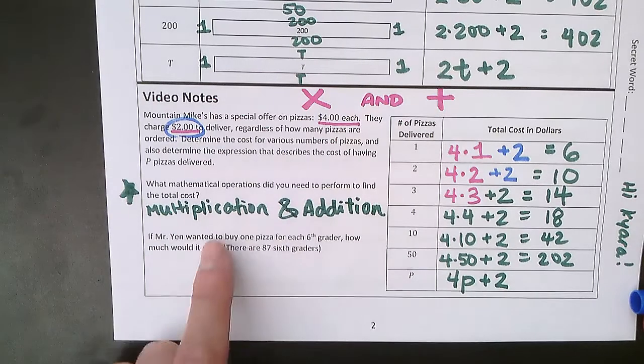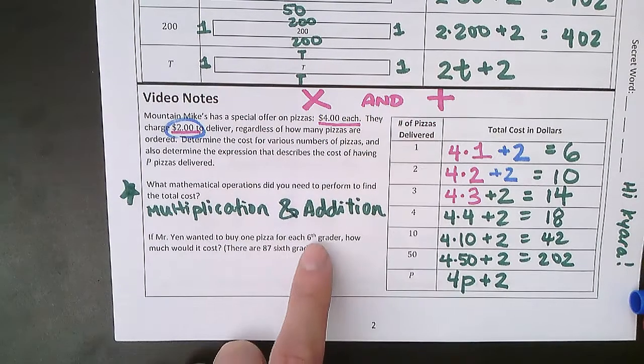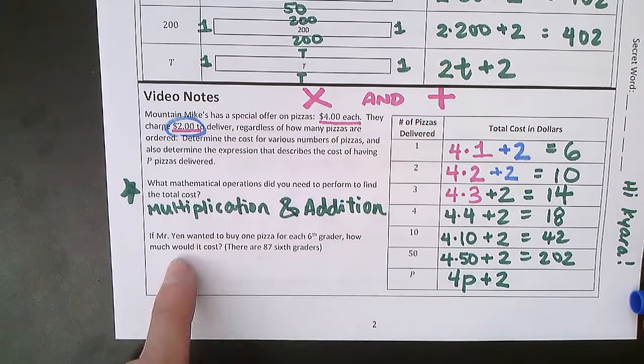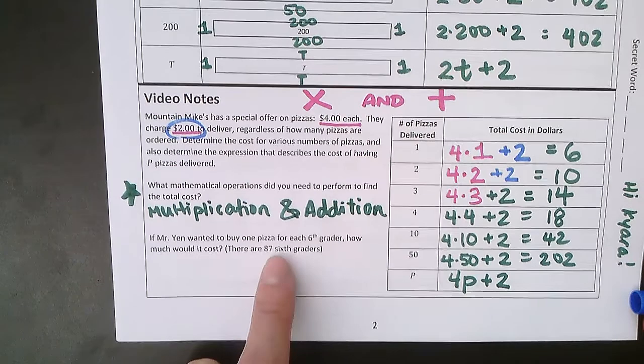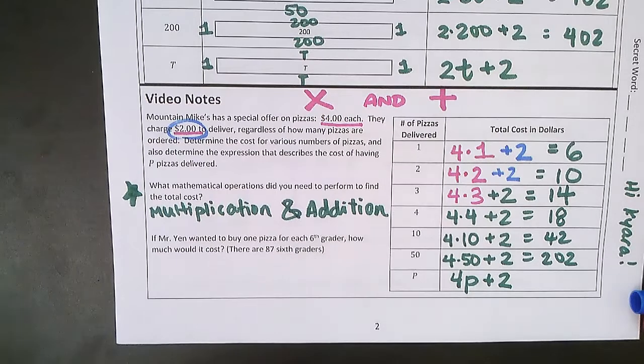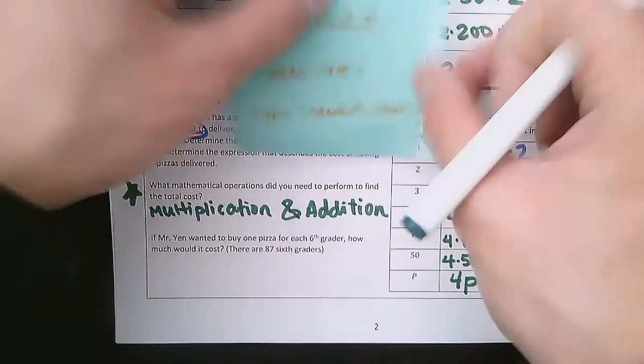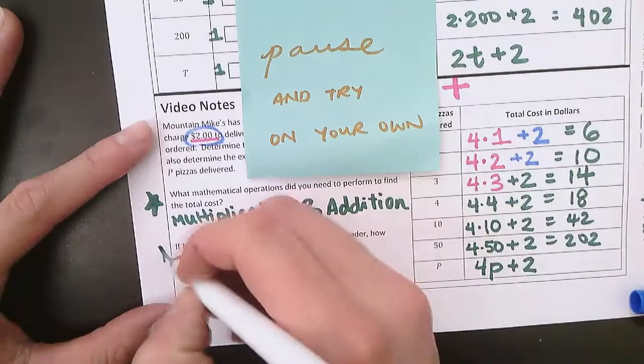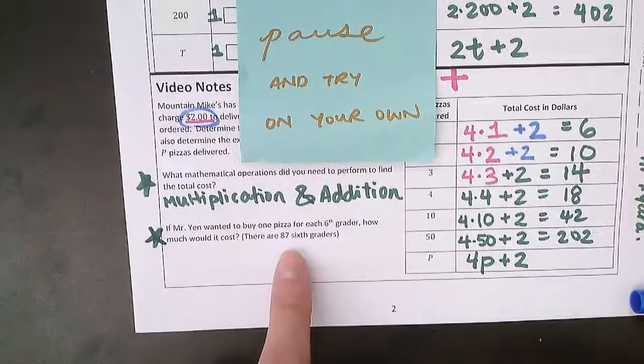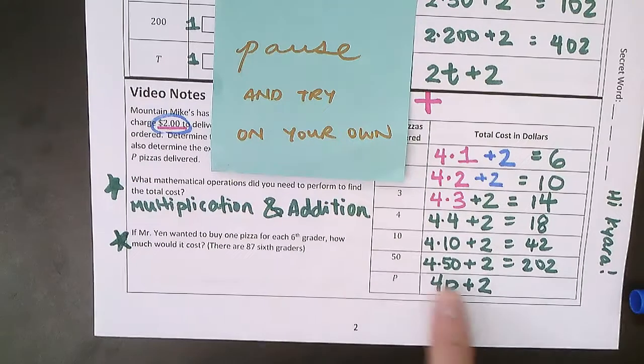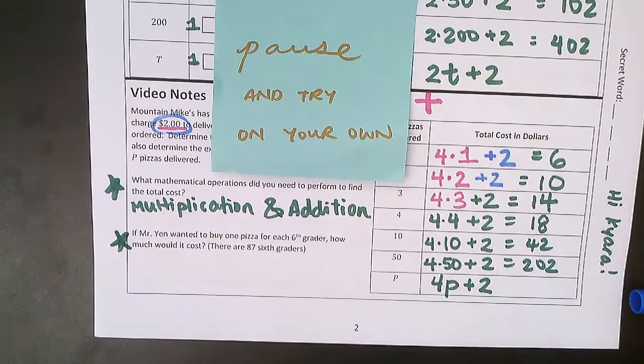Now let's look at this bottom question. If Mr. Ian wanted to buy 1 pizza for each 6th grader, how much would it cost? And here I'm telling you that there are 87 6th graders. So that would mean I would need 87 pizzas. So pause and try this real quick on your own right here. If I wanted to buy 87 pizzas, how much would that cost me? Use this expression right here. Let's try that.